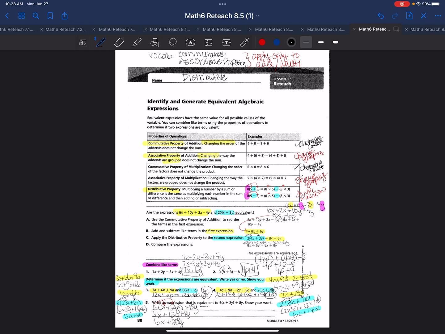So we know that that is equivalent to 6x plus 20y. And I showed my work. That is our lesson for Module 8, Lesson 5 for Grade 6.